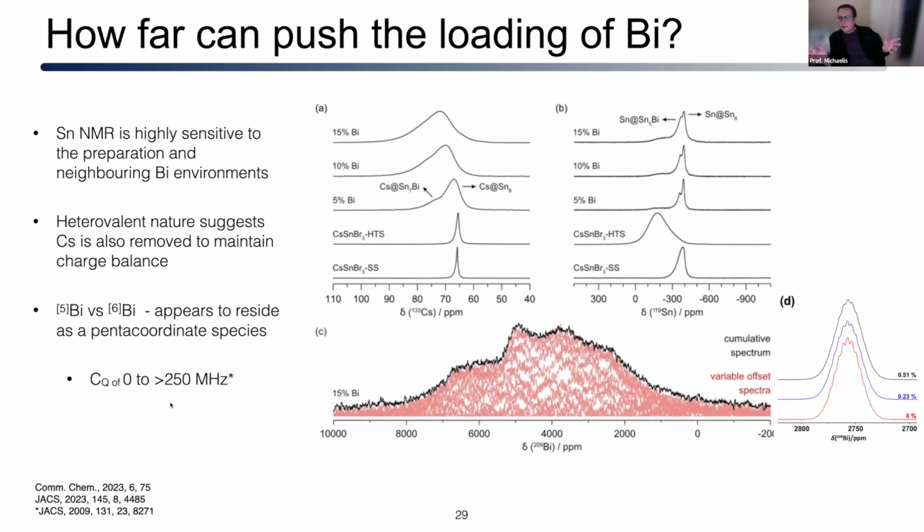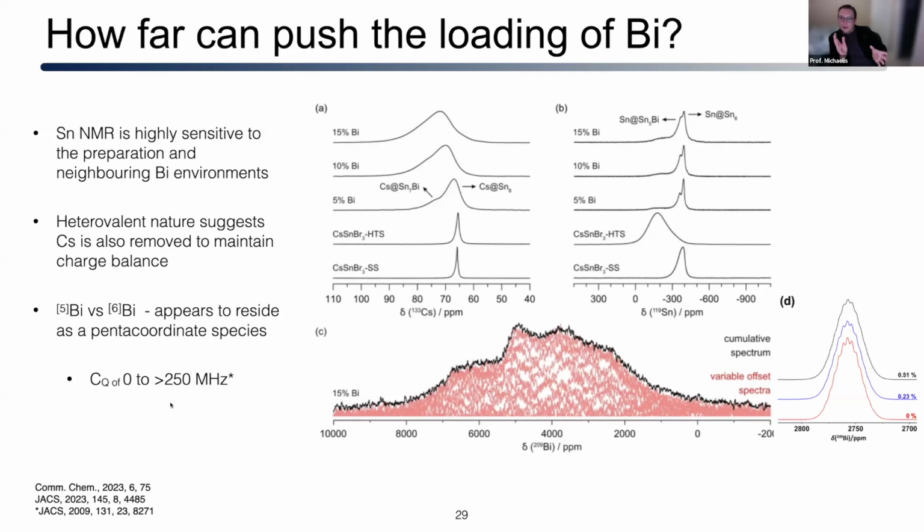The quadrupolar couplings can be quite large, and all we do know is that it's no longer in that octahedral symmetry that the tin is sitting in. So we know the tin from the crystal structure is octahedral symmetry, but we know that the bismuth is no longer that. And so we didn't do anything further in terms of estimating it.